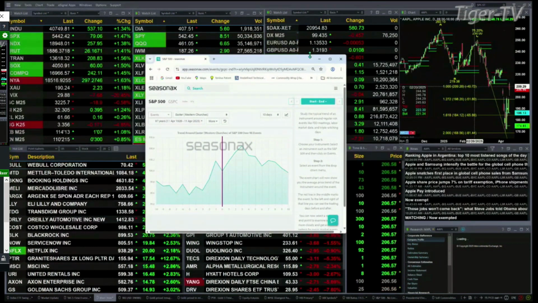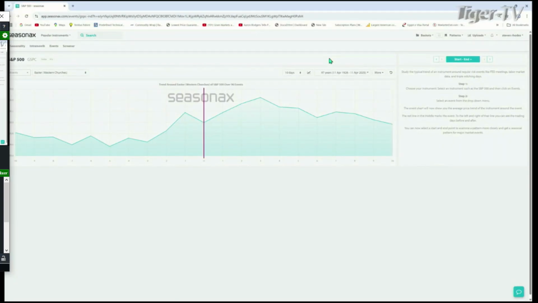This is the S&P 500. We're coming into Easter week. The cool thing about this tool is that I can go back 97 years and take a look at how the S&P has traded coming into Easter. This red line is where we're at today. You can see where the S&P typically rallies as you come into the Good Friday Easter weekend. But we'll take a look at the VIX when we come back.